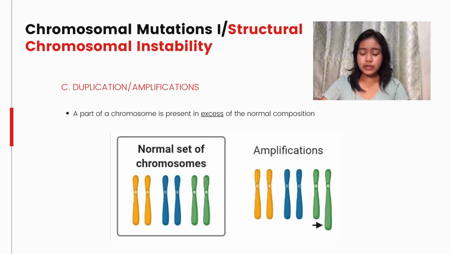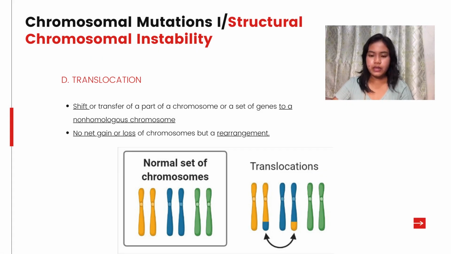The third type is duplication or amplification. Duplication is a type of structural mutation where a part of a chromosome is present in excess of the normal composition. The genes present in a cell might exist in more than 2 doses as a result of duplication. The fourth one is translocation.